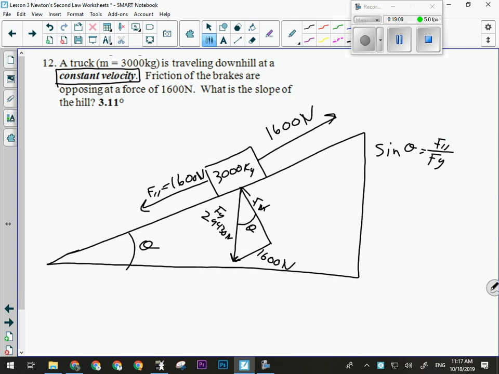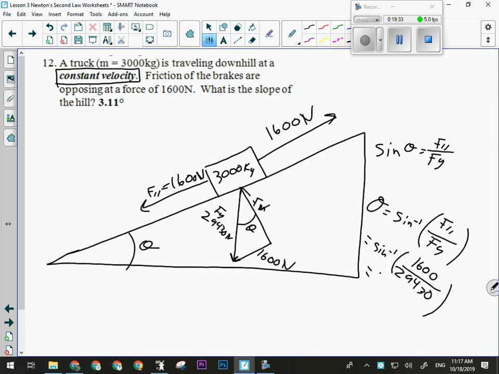I only want theta, so what do I do with sine? Inverse. Okay, so theta will equal the inverse sine of F parallel divided by Fg, which will be the inverse sine of 1,600 divided by 29,430 newtons. That should give me 3.116 degrees. Is that right?